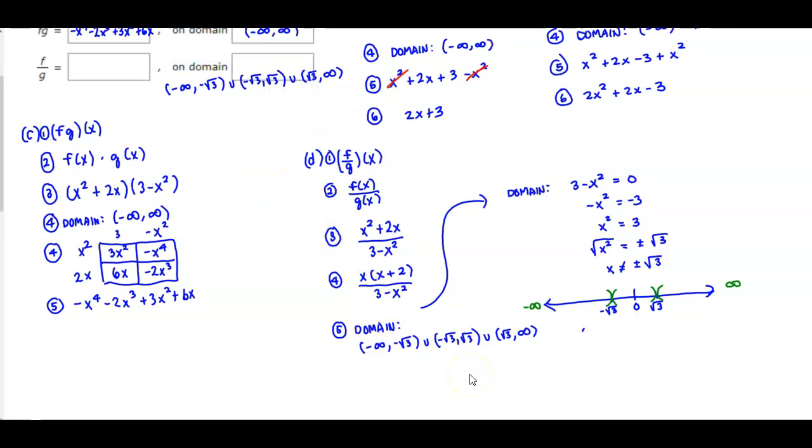And then in part 6, we just need to simplify. Well, we have x times x plus 2 divided by 3 minus x squared, so we can't simplify that any further. So therefore, there is our result.